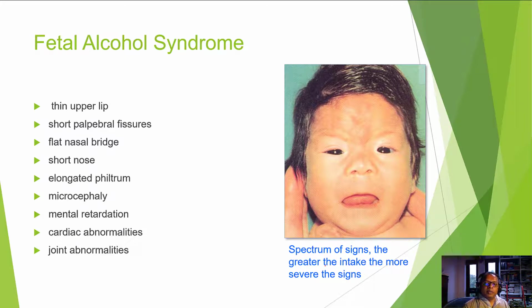Fetal alcohol syndrome is another common example for effects of drugs. You can have thin lips, flat nasal bridge, short noses, microcephaly, mental retardation, cardiac defects, joint defects, and the baby himself will look like a drunkard.